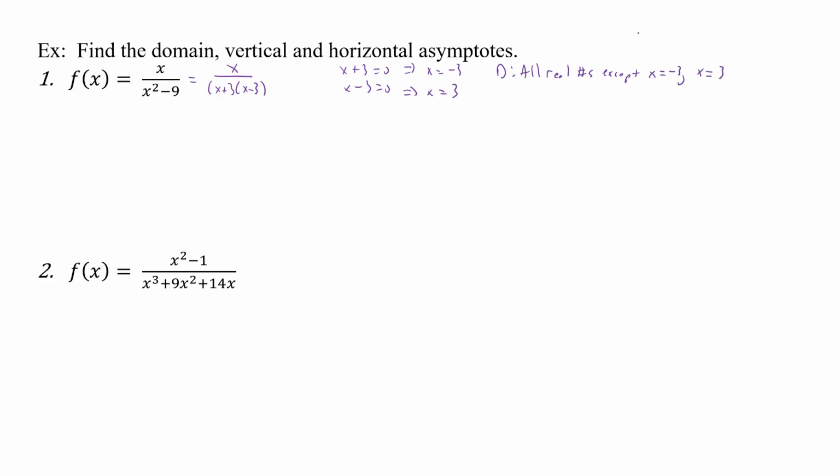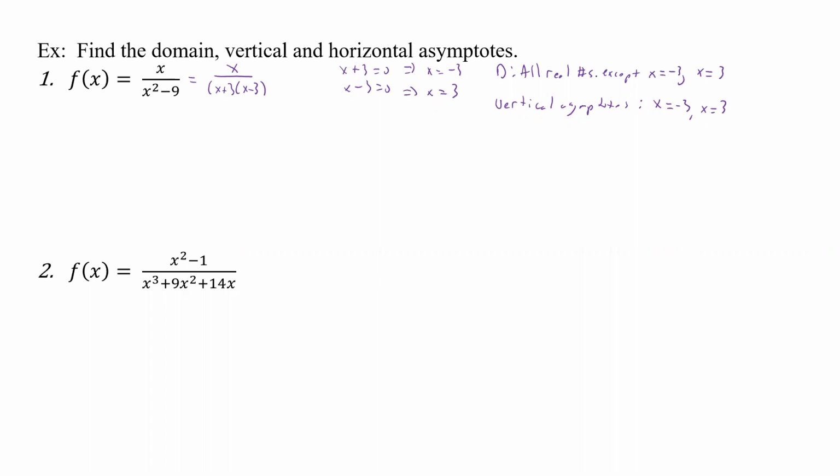Okay. Now, we look at this and say, can we cancel anything in the numerator and denominator? Nothing cancels. And because of that, our vertical asymptotes are the same as our zeros. So x equals negative 3 and x equals 3 are two vertical asymptotes.